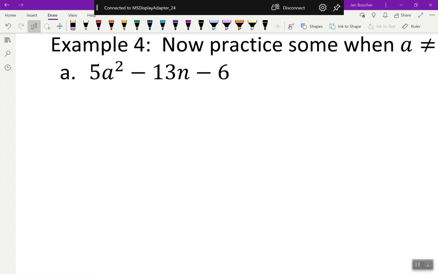The steps are the exact same. The difference with this problem is now we have a coefficient that's not 1 that doesn't GCF out. I just said F out. Anyway, doesn't say GCF, or it doesn't factor out.